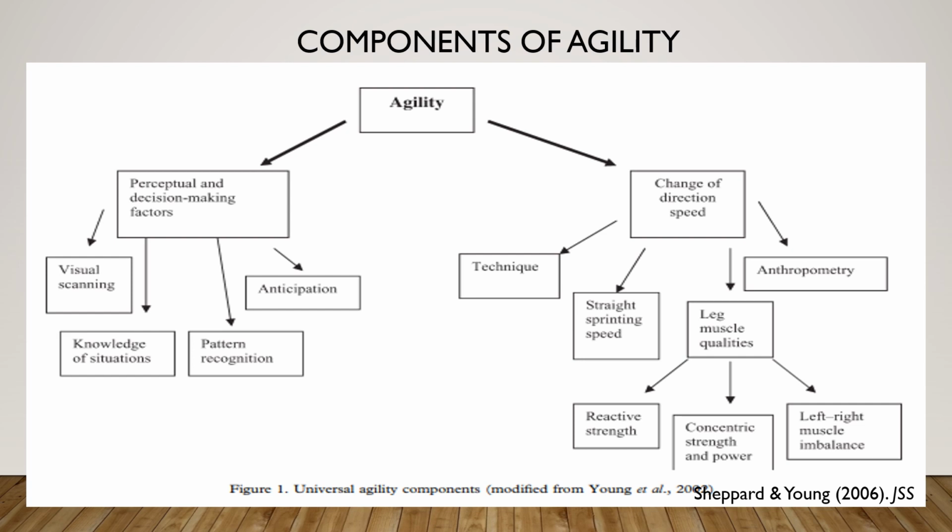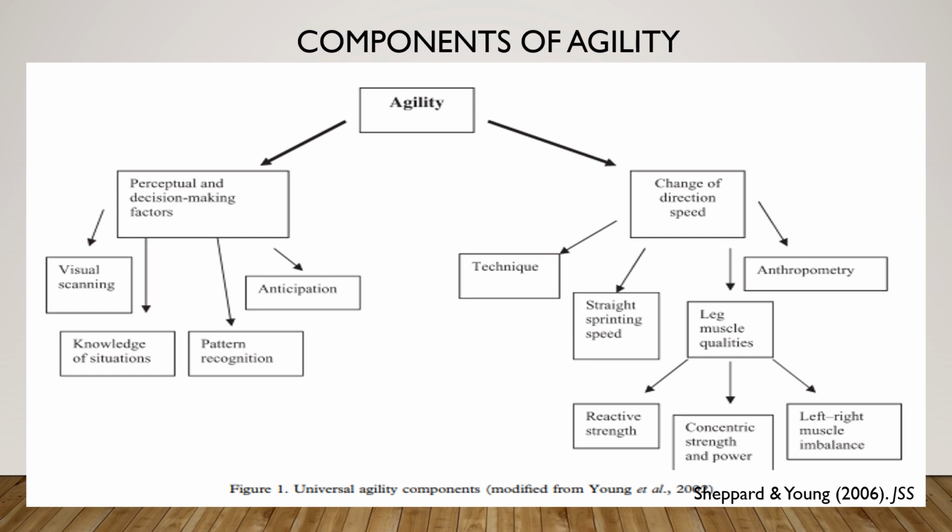With that as well, there is an impact of leg muscle qualities. So what's the reactive strength of the individual? Are they able to absorb forces, for example, before then redeploying that force so that you can push off for a powerful exit from the turn? There's a relationship as well of concentric strength and power, again being able to push off as they exit, and also left and right muscle imbalances.